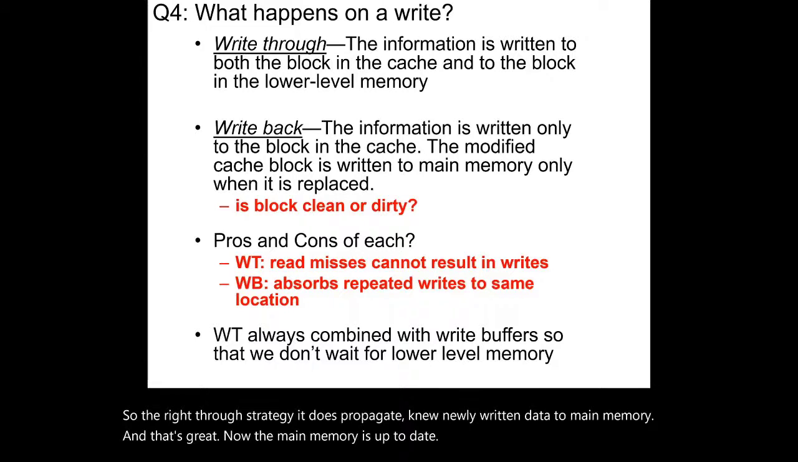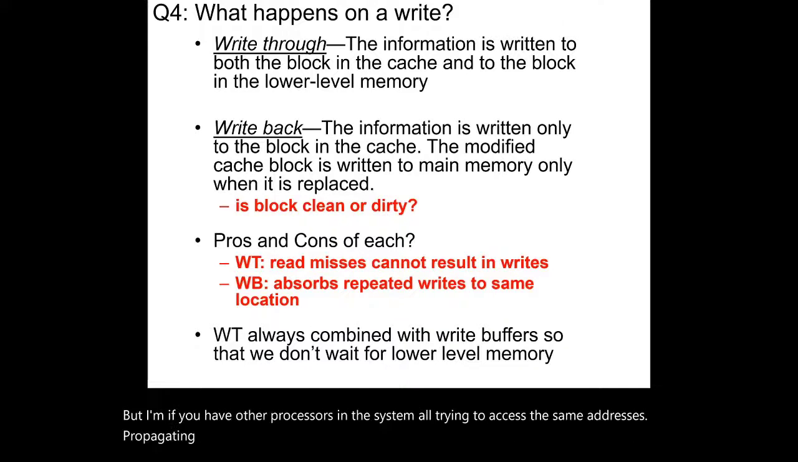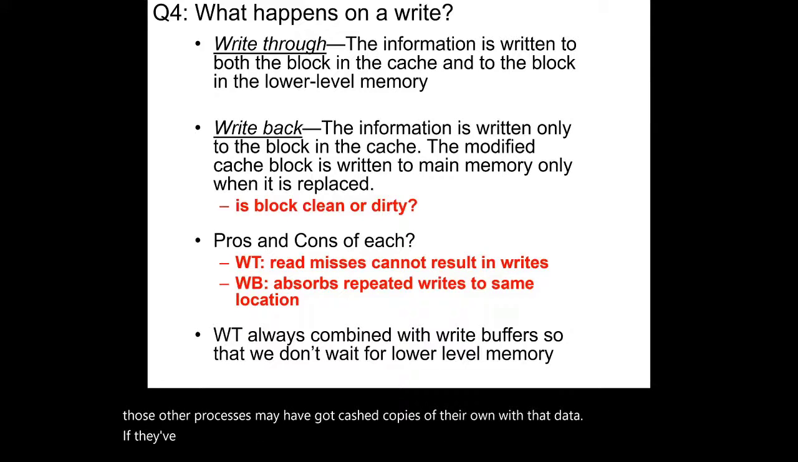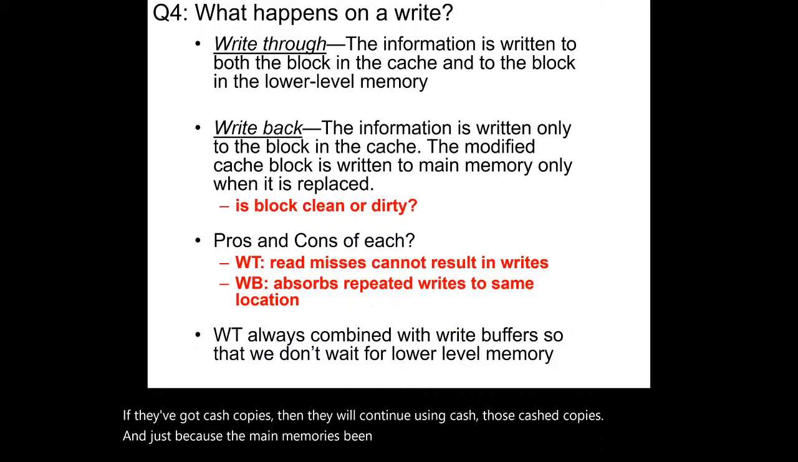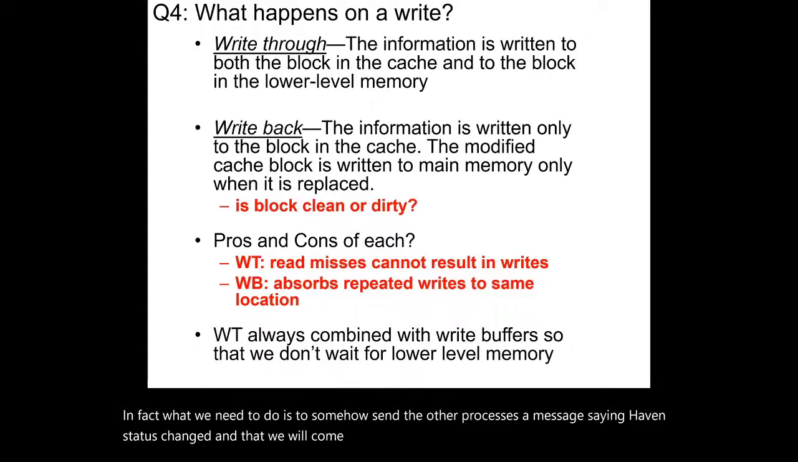But if you have other processes in the system, all trying to access the same addresses, propagating the data to the main memory isn't actually enough, because those other processes may have cached copies of their own of that data. If they've got cached copies, then they will continue using those cached copies. And just because the main memory has been updated doesn't help you. In fact, what we need to do is to somehow send the other processes a message saying, hey, this data has changed. And that we will come to later in the course.